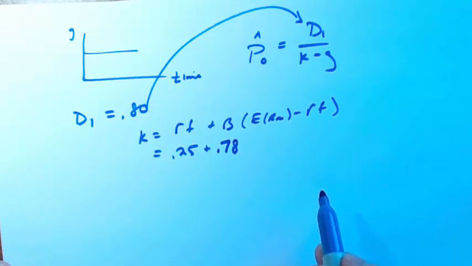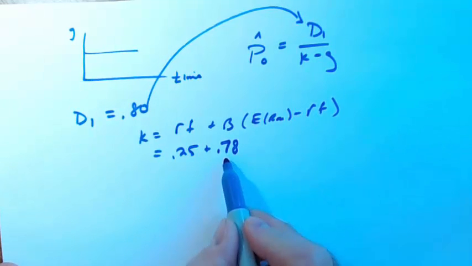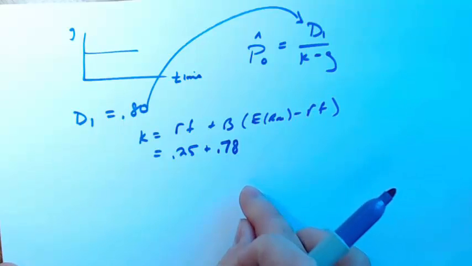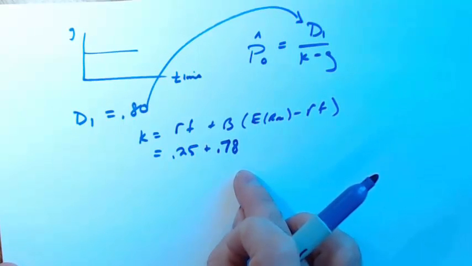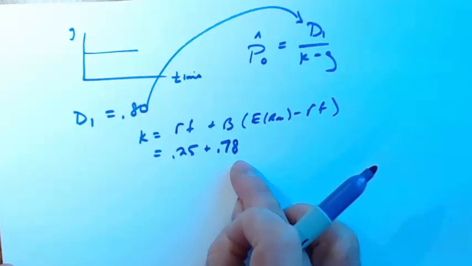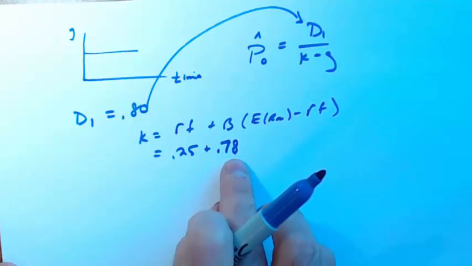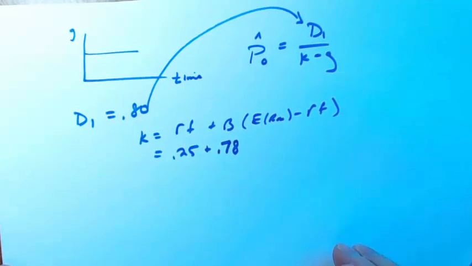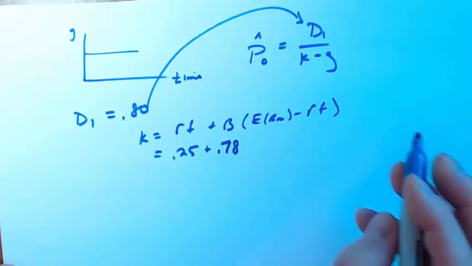You could calculate your own beta, but this beta of 0.78 is looking at, over the past couple of years, how the stock has behaved relative to the market. It's behaving with a 0.78 beta, meaning slightly less risky than the market.